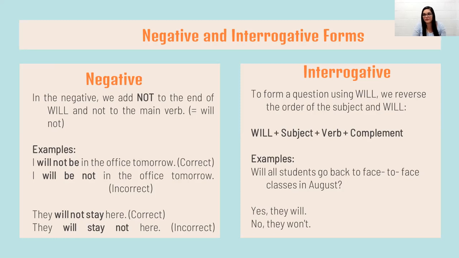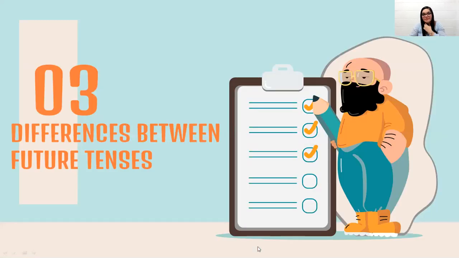That's totally incorrect. And for the interrogative form, if it is a yes/no question, you will have to invert the order. So you will have "will" at the beginning, and then a subject, a verb in the simple form, remember, plus a complement, and obviously a question mark at the end. Example of this is: will all students go back to face-to-face classes in August? Yes, they will. No, they won't. We don't know. We're still in expectations, right? We're still waiting to know a little bit more about it.